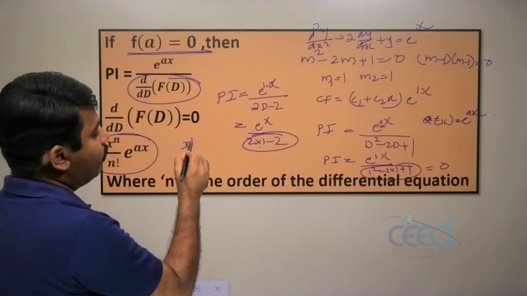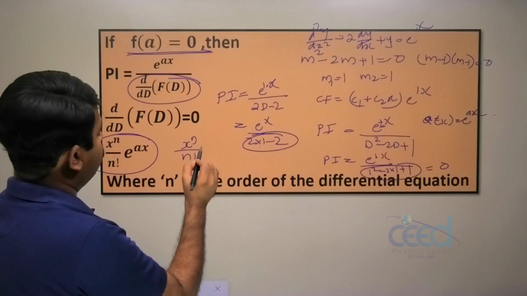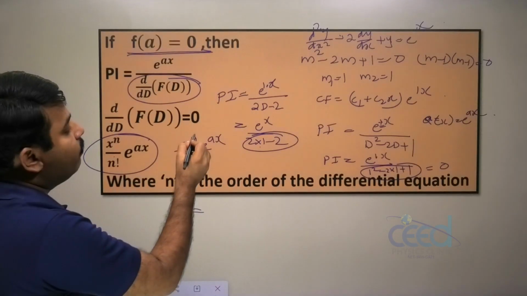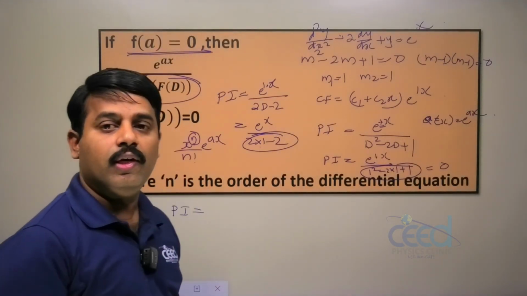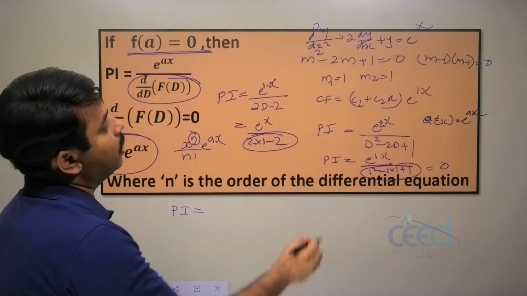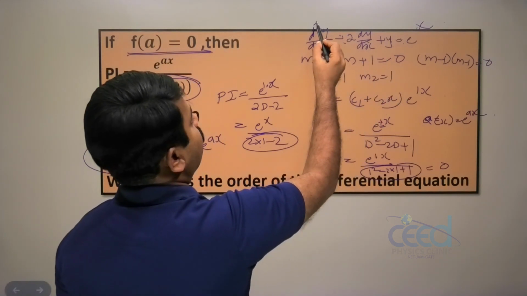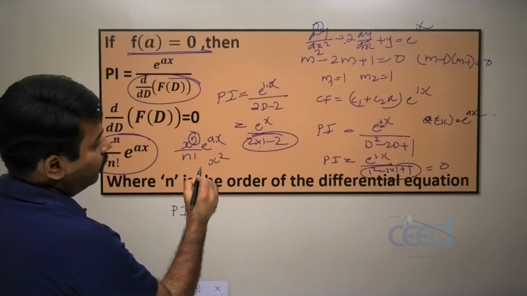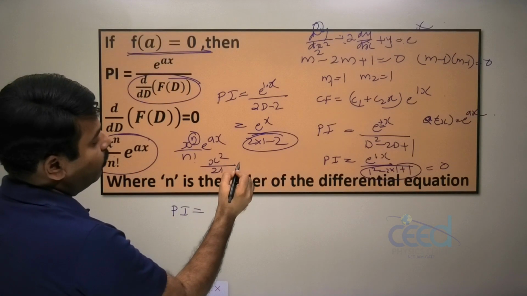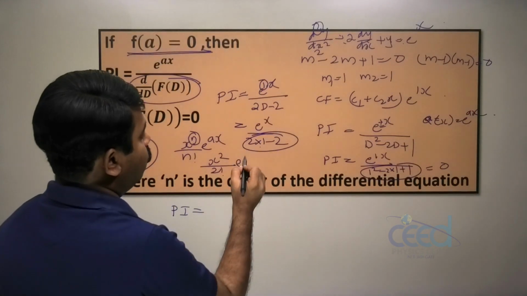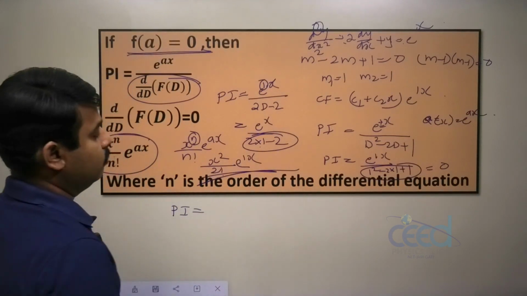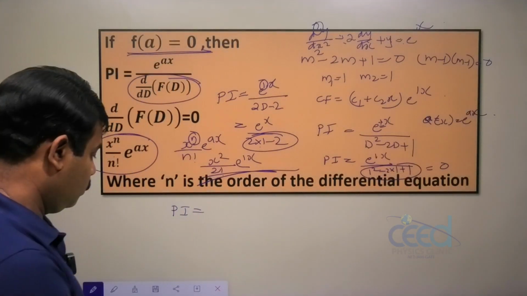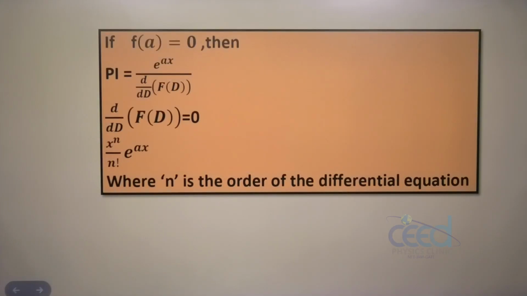Then the solution will be x raised to n by n factorial into e raised to ax. That is, the particular integral is equal to this, where n is the order of the differential equation. What is the order of the differential equation? The highest differential, that is 2. Then x square divided by 2 factorial, into e raised to 1x. This is the solution. Understood? Doing examples will give you more idea. Alright, so let us go to one question.